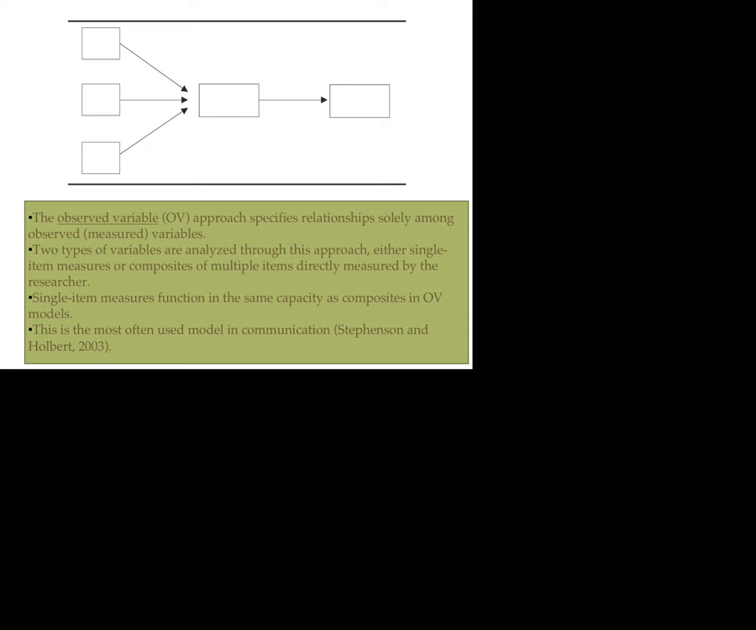These observed variables could be just single items, male or female, age, education, or they could potentially be composites. It could be communication apprehension, where I'm doing the average across all items for that scale, and that's the observed variable here. So it could be either of those.